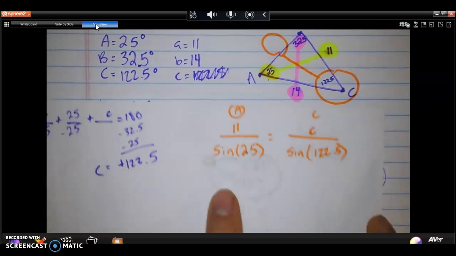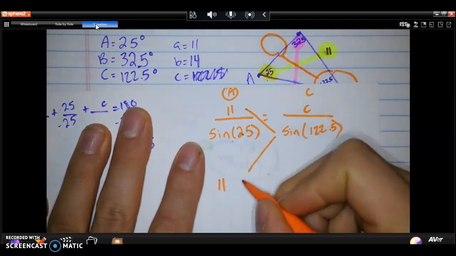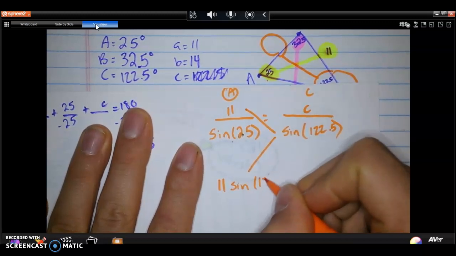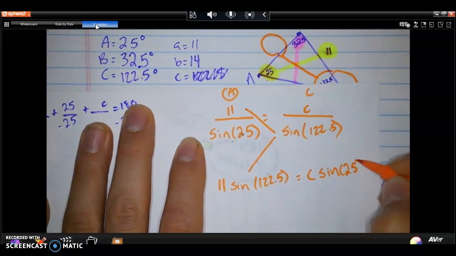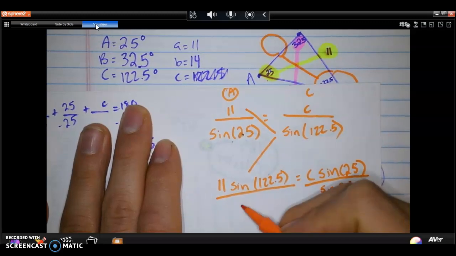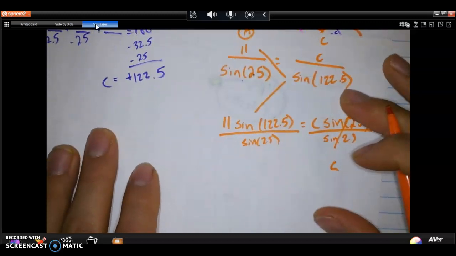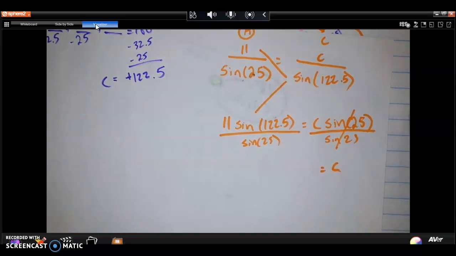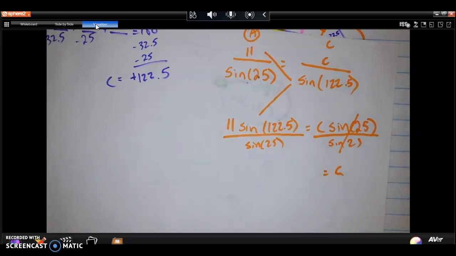So at this point, we can cross multiply, just like before. 11 sine 122.5 equals C sine of 25. We divide both sides by sine of 25. And now we have just C. Notice for this example, we didn't have to use sine inverse because we're not finding an angle. If you're trying to remove sine from a problem, all you have to do is use the inverse. If we're trying to solve for a side, all we need to do is divide by that ratio.